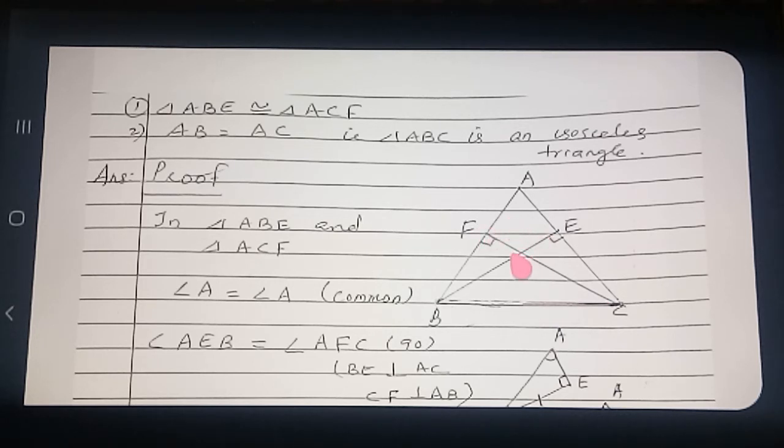So what does it want to prove? You want to prove that AB and AC are equal. What does it want to prove? AB and AC are equal. Okay, try it yourself.